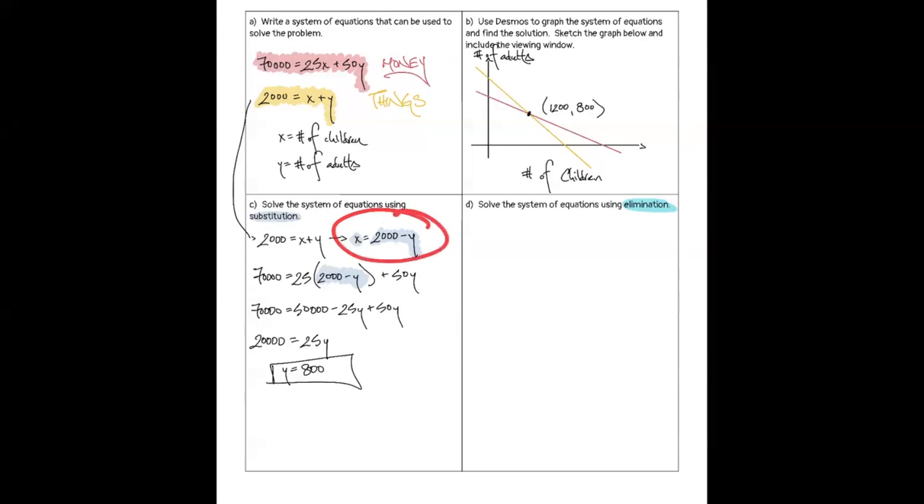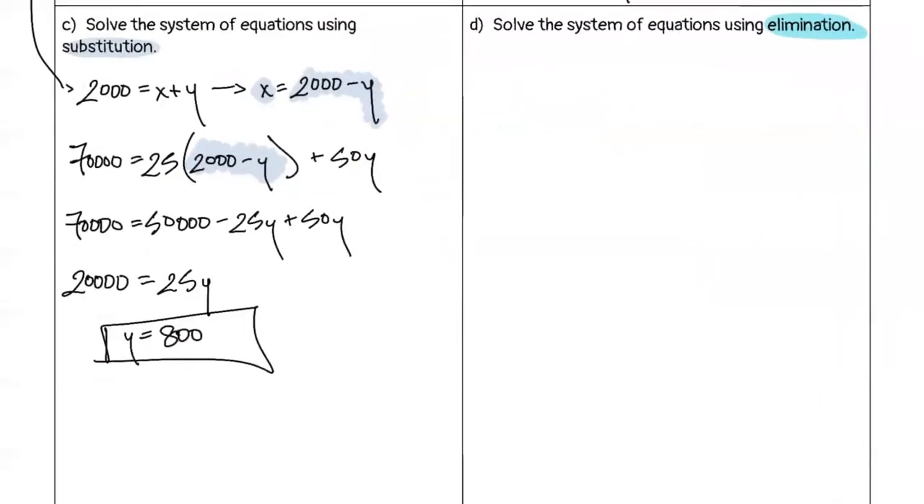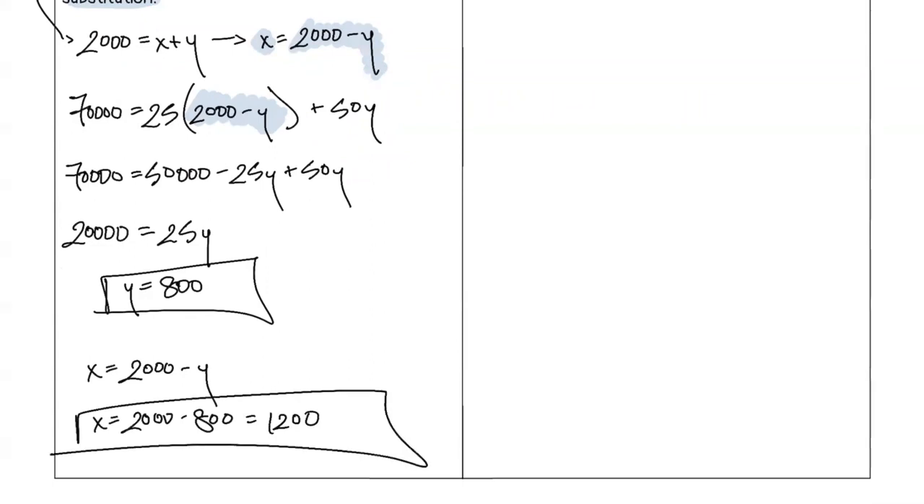So all we need to do to finish the problem and earn full credit is to make sure we find the other variable. And here's the nice thing about substitution. When we use substitution, at some point, we find an equation where it's going to be really, really straightforward to find the other variable. And so in particular, if I have x equals 2000 minus y, everywhere I see a y, I can put in 800 and I'll get x equals 1200, which matches the number of children we saw on the graph.